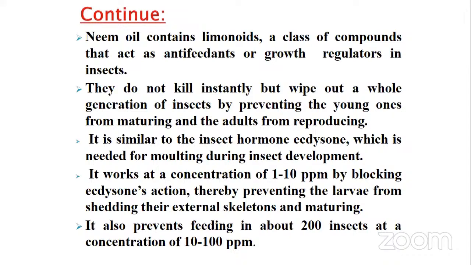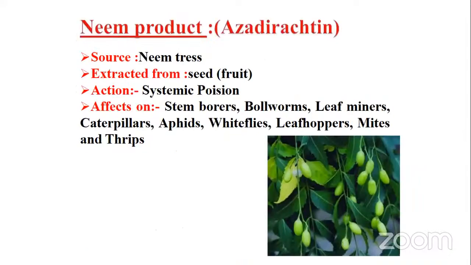And the neem oil contains limonoids, as we already studied in our previous slide, a class of compounds which act as antifeedants or growth regulators in insects. It is similar to the insect hormone ecdysone, which is needed for molting during insect development. It works at a concentration of 1 to 10 ppm by blocking ecdysone action, thereby preventing the larvae from shedding their external skeletons and maturing. It also prevents feeding in about 200 insects at a concentration of 10 to 100 ppm.